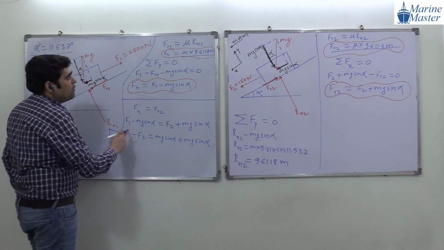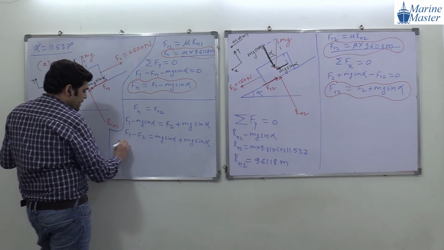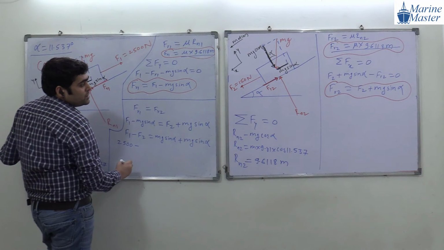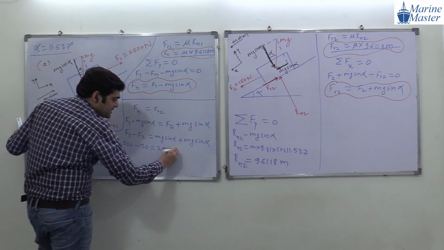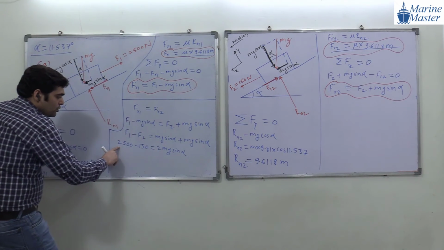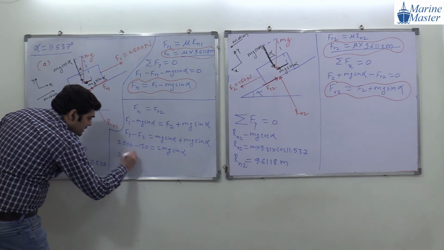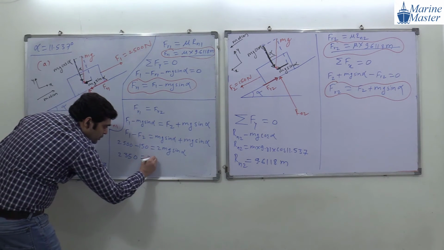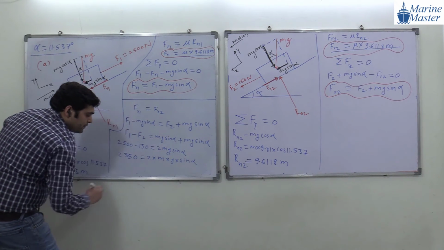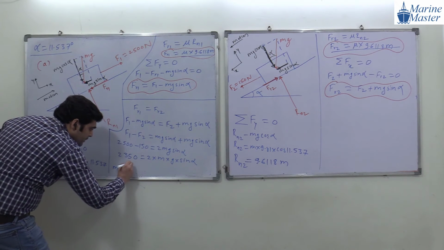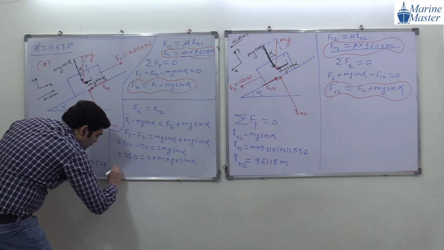So this one, F1 is how much, guys? What is the value of F1? 2500 Newton. F2 is how much? 150 Newton. This will become 2 times mg sin alpha. So 2500 minus 150, 2350. See the point here. We are nearer to the answer. 2 times m into g into sin alpha. So m will be equal to what, guys? 2350.